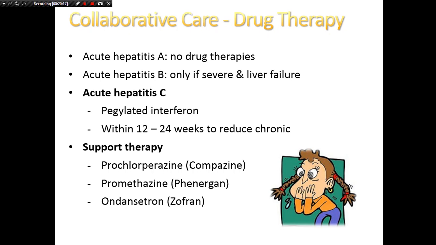So for acute hepatitis A, there are no drug therapies, largely supportive. For acute hepatitis B, it's only if it's advanced or severe liver failure. And then with acute hepatitis C, we don't do post-exposure prophylaxis treatment to somebody who's been stuck by a needle. But if the patient does come back positive for hepatitis C, they will start pegylated interferon within 12 to 24 weeks to reduce the incidence of chronic. Like we mentioned, supportive therapy. A lot of these patients, if they're nauseous, they're vomiting, we're going to consider doing antiemetics.